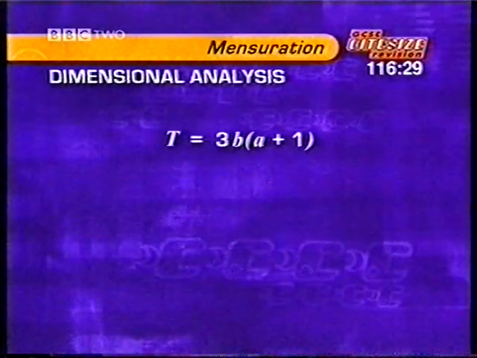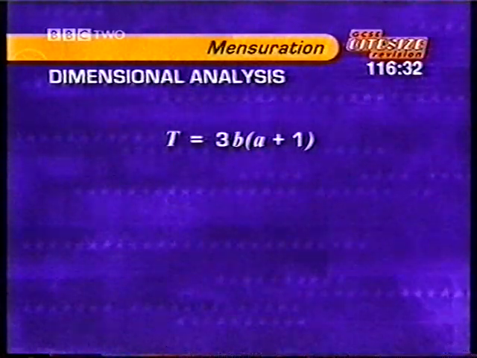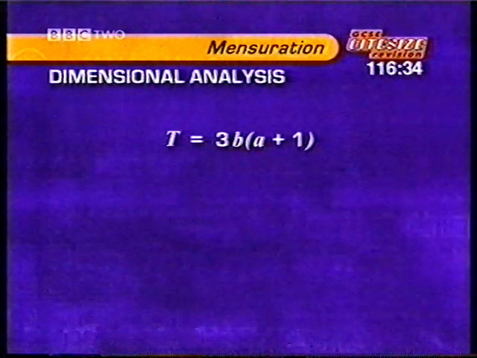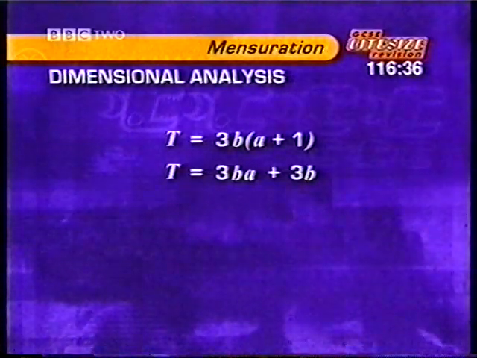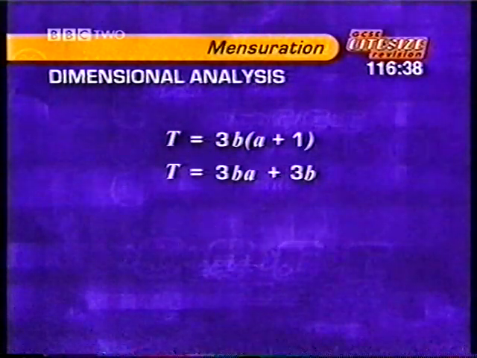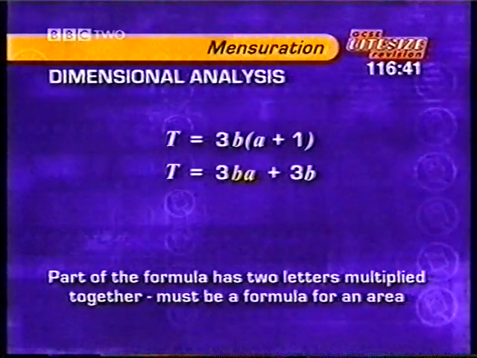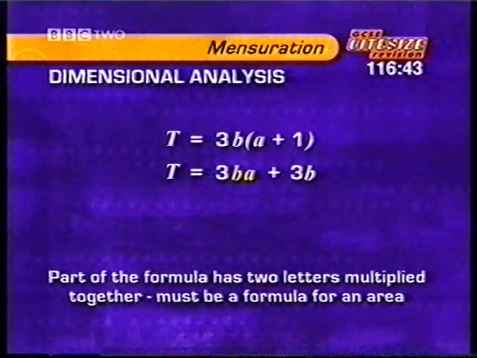So what about the formula T equals 3b times a plus 1? If we multiply out the brackets, we have 3b times a plus 3b. So part of the formula has two letters multiplied together, so it must be the formula for an area.